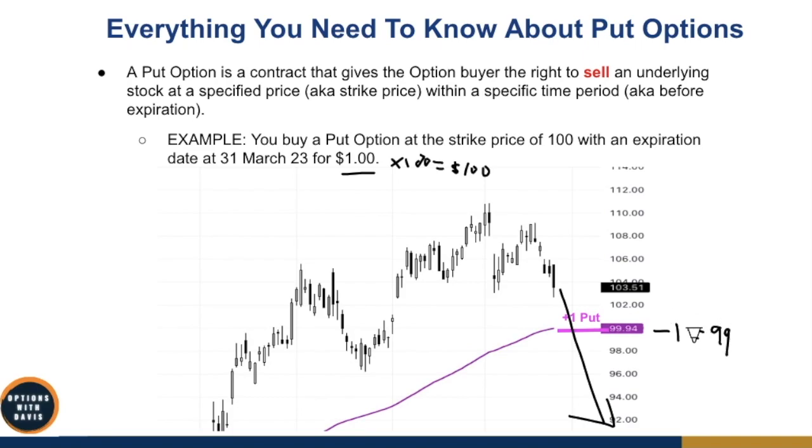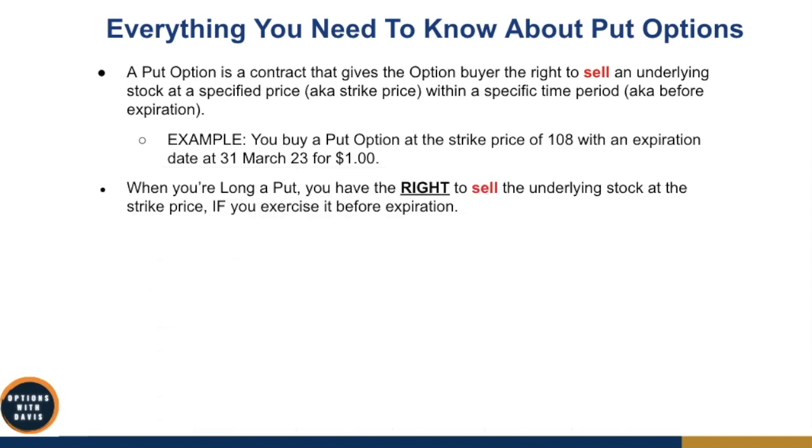So in order for you to make money on the put option, the stock price has to be below $99 at expiration. Anything above $99, you will be in a loss. Again, maximum loss will be whatever you paid for it, which is $100. So if you're long a put, you have the right to sell the underlying stock at the strike price if you exercise it before expiration, right?